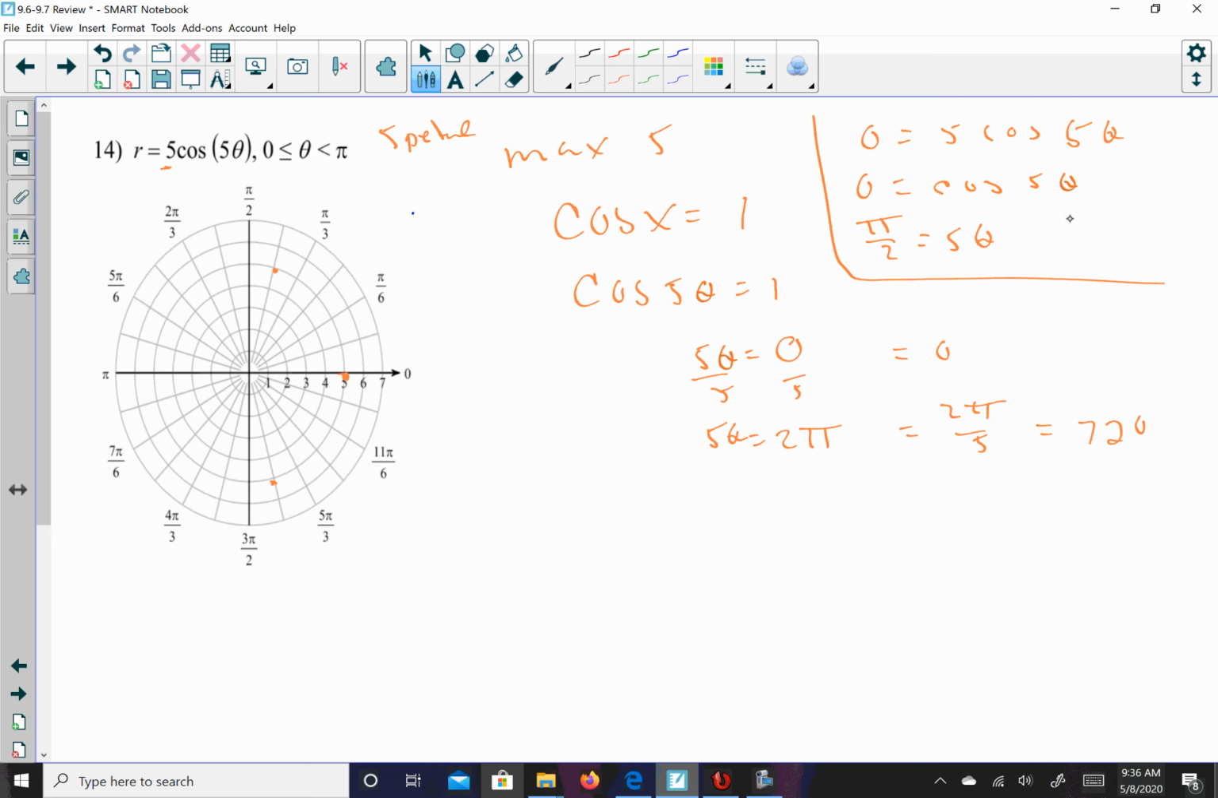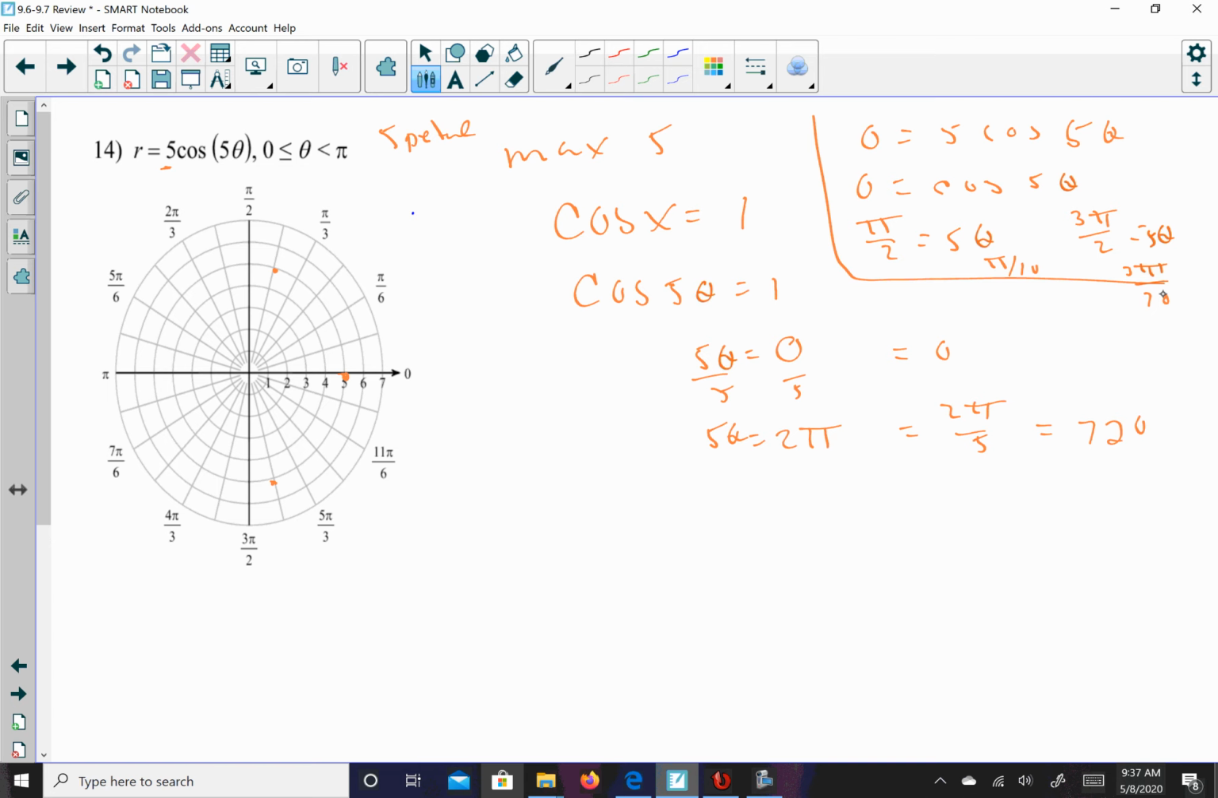And it also happens at 3 pi over 2. And these are 5 thetas, so this will be pi over 10 and 3 pi over 10. Those are my zeros. Okay.